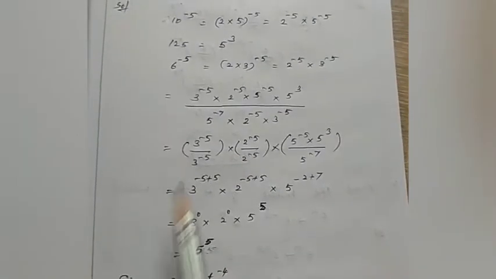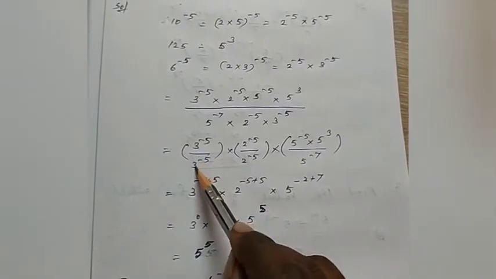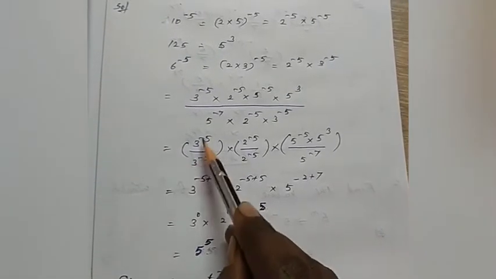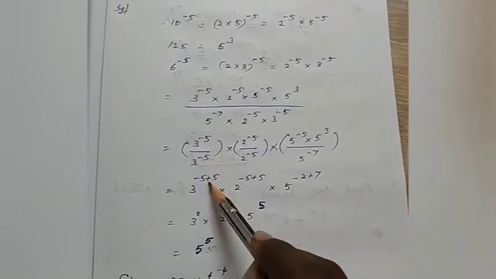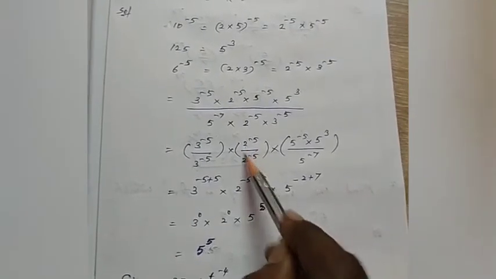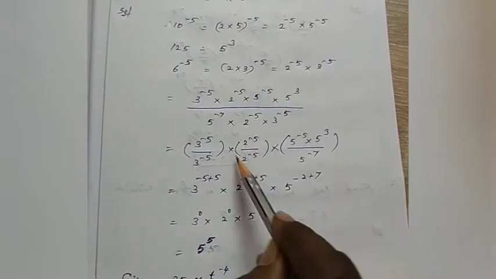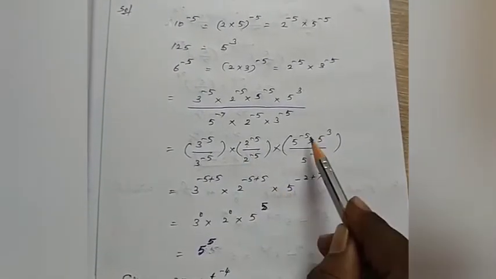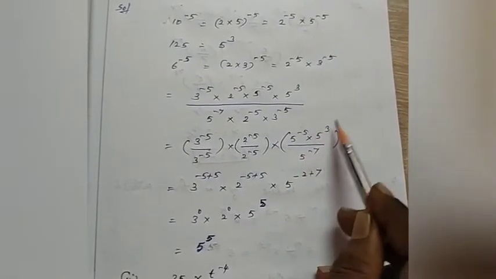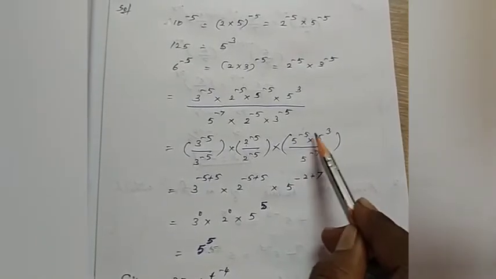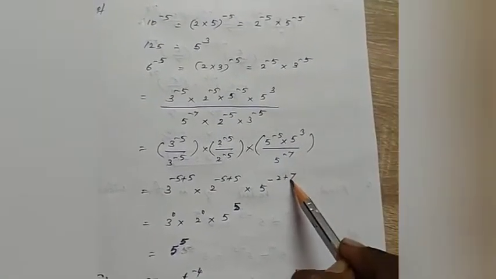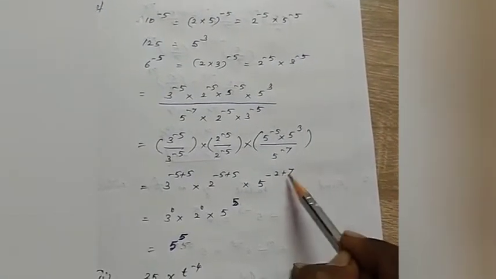The next one is a power minus m divided by a power minus m. So in division, the bases are same, subtract the powers. So 3 power minus 5 divided by 3 power minus 5: minus into minus is plus, 5. 2 power minus 5 divided by 2 power minus 5: bases are same, subtract the powers. So 2 power minus 5 minus into minus plus 5, into 5 power minus 5 plus 3. So a power m into a power n is equal to a power m plus n. 5 power minus 5 plus 3, then divided by minus 7, subtract. So minus into plus 7. Minus 5 plus 3 is minus 2, plus 7.